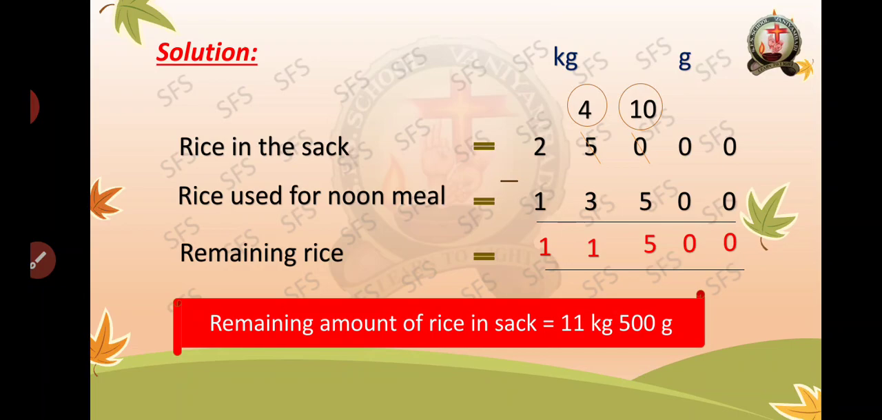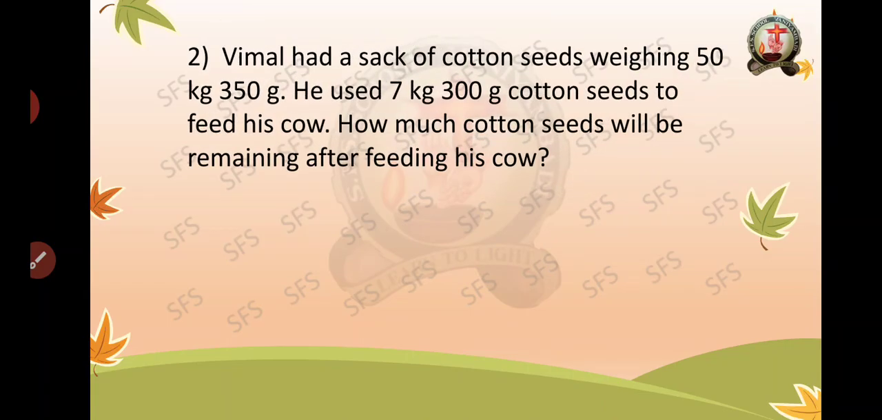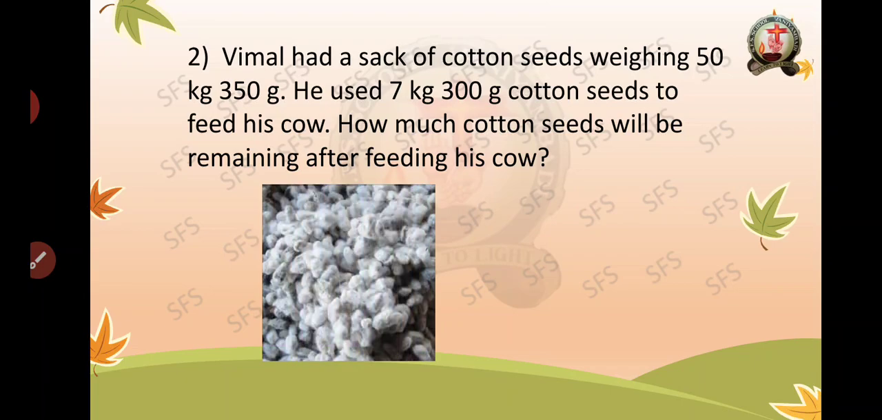Okay. Let's move on to the second problem. That is, Vimal had a sack of cotton seeds. That is, Vimal is having the sack of cotton seeds. This is the cotton seeds weighing 50 kg 350 g. This is the total weight of seeds, children. He used 7 kg 300 g cotton seeds to feed his cow. That is, he is giving the food to the cow of 7 kg 300 gram of cotton seeds. How much cotton seeds will be remaining after feeding his cow?